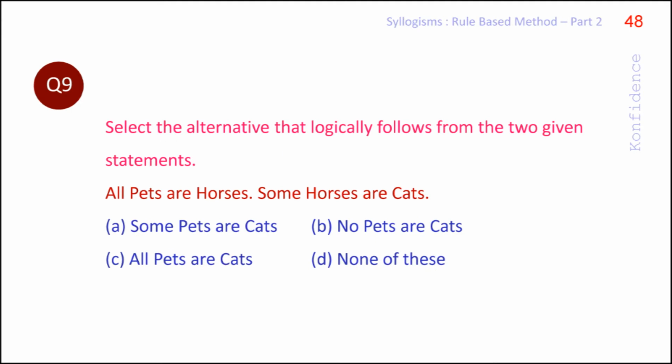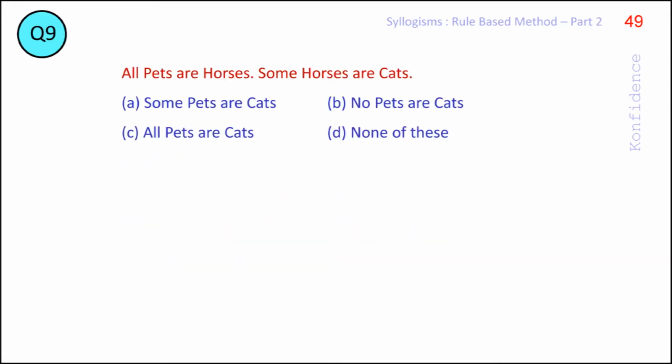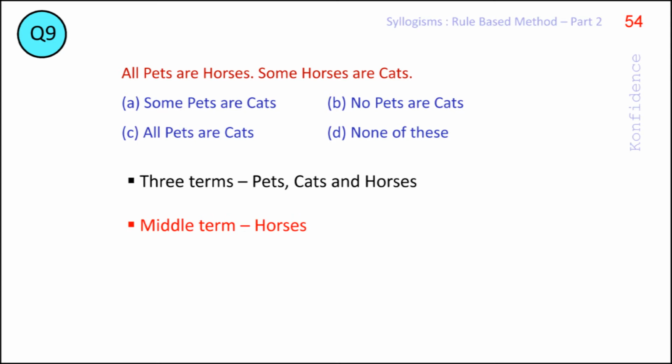Refer question 9. There we have two premises and we are asked to select the statement that follows from the given premises. Let us apply the rules to find out the right conclusion. We find that there are three terms between two premises, namely pets, cats, and horses. The term horses is the common term between the two premises. Thus, the first rule is satisfied. So, we can apply the remaining rules here.